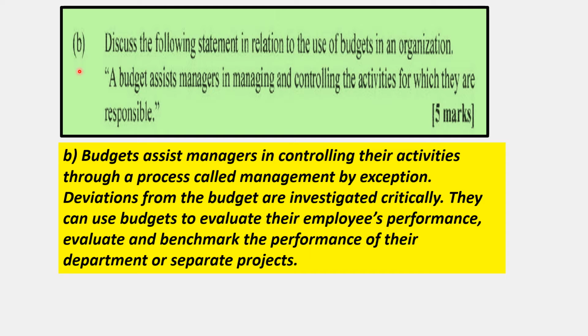Part B. Discuss the following statement in relation to the use of budgets in an organization. A budget assists managers in managing and controlling activities for which they are responsible. And for that we have 5 marks. The answer should contain some of these items here. I will be very brief, but you can expand upon the points that I make here. Budget assists managers in controlling their activities through a process.